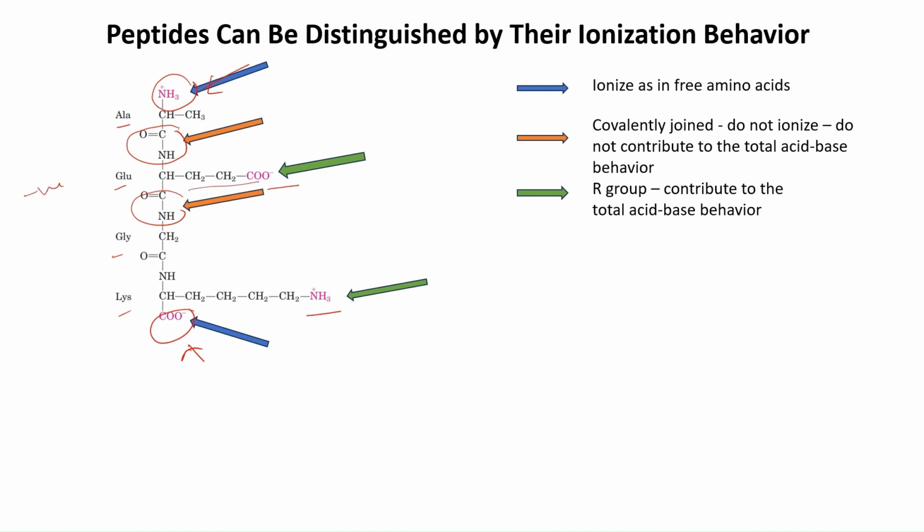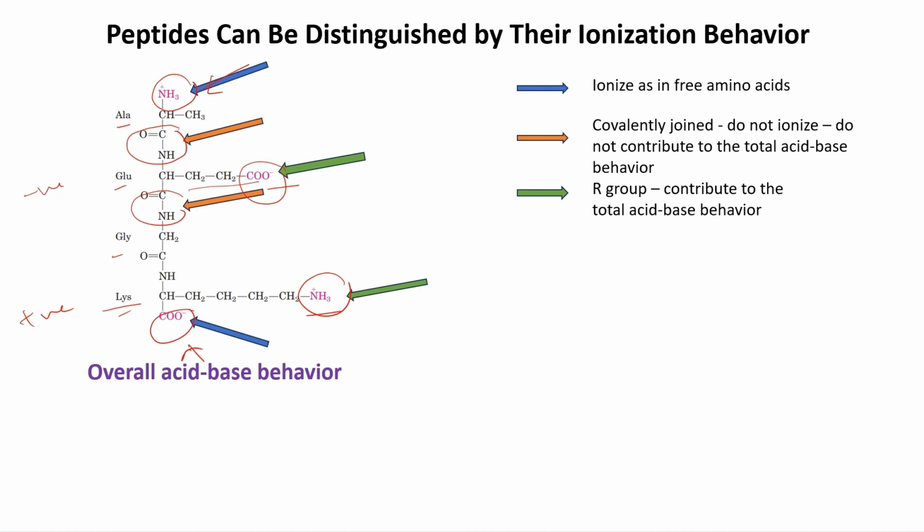Glutamate is a negatively charged amino acid. Lysine is a positively charged amino acid. So lysine has one extra NH3 plus group, and glutamate has one extra COO minus group. So these groups are again ionizable. They can ionize, so they can contribute to the total acid-base behavior of a peptide. Correct? So we can distinguish peptides by their ionization behavior. Every peptide will have different combinations and numbers of amino acids. Depending upon the number and the type of amino acids, their ionization behavior will be different. So we can easily distinguish peptides based on their ionization behavior.